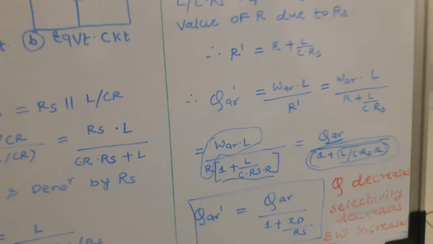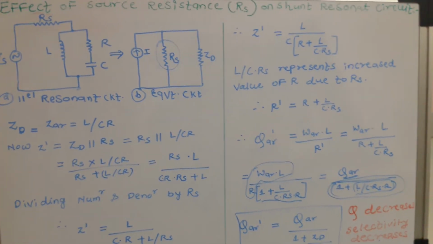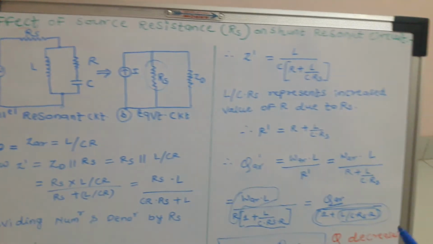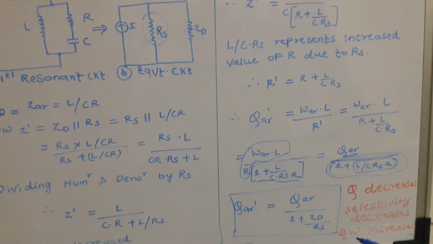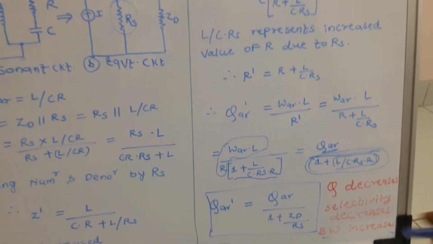So in this way we can see what the effects are of the inclusion of source resistance in a parallel resonant circuit on the quality factor, selectivity and bandwidth of the circuit.